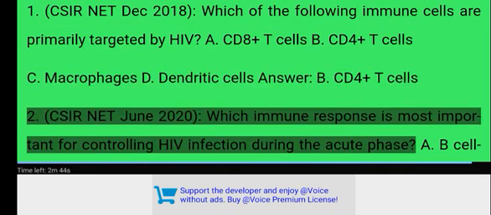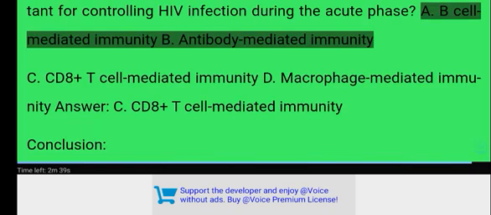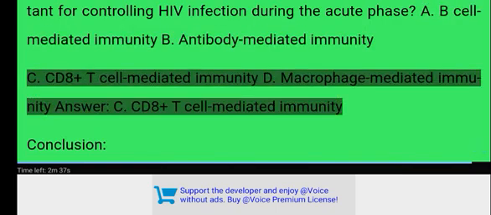2. CSIR-NET June 2020. Which immune response is most important for controlling HIV infection during the acute phase? A. B cell mediated immunity, B. Antibody mediated immunity, C. CD8 plus T cell mediated immunity, D. Macrophage mediated immunity. Answer: C, CD8 plus T cell mediated immunity.